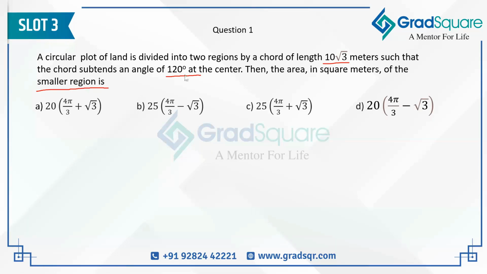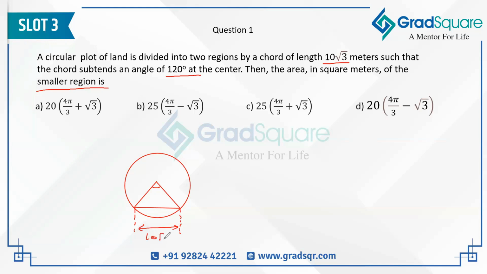So if you look at drawing a circle and trying to figure out the area of the smaller region is what they're talking about. Suppose you look at a chord which is of 10 root 3 meters. So let's say this is the chord that you are looking at. Here is the center of the circle. It subtends an angle of 120 degrees at the center of the circle. So this is the angle that you are looking at. Now, this angle turns out to be 120 degrees, what the question is talking about. This length over here turns out to be 10 root 3.